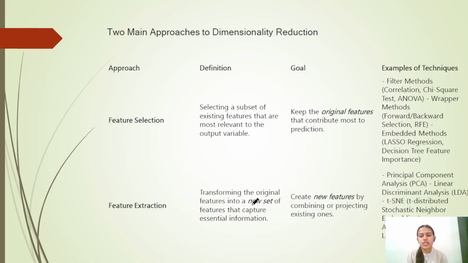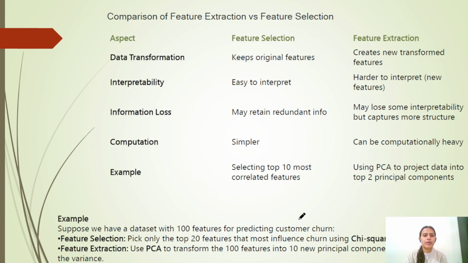Then feature extraction: transforming the original features into a new set of features that capture essential information. Our goal is to create new features by combining or projecting existing ones. Examples of techniques are principal component analysis, linear discriminant analysis, t-distributed stochastic neighbor embedding, and then autoencoders in deep learning.